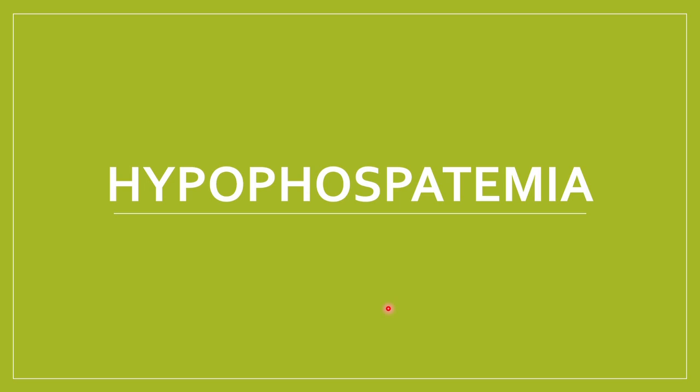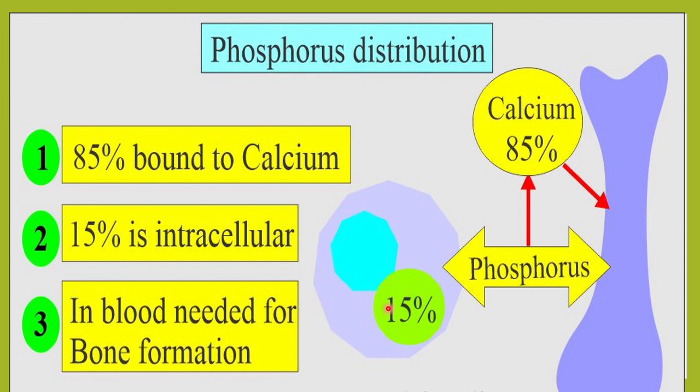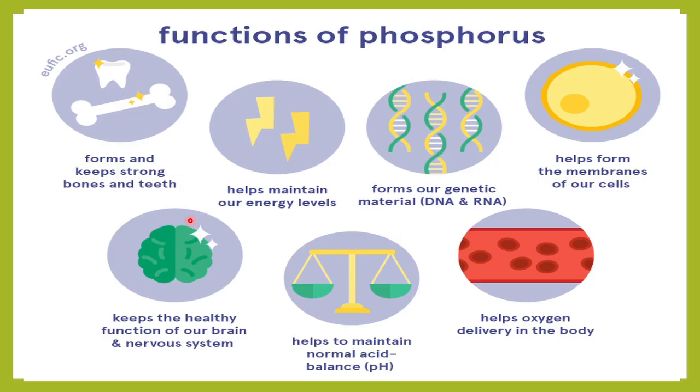In today's class, let us discuss hypophosphatemia. So, you all know that phosphorus is an important mineral mostly distributed in the bones and some of it in the soft tissues. 85% of this phosphorus is bound to calcium and is seen in the bones, and 15% of it is intracellular. So this phosphorus has an important role.